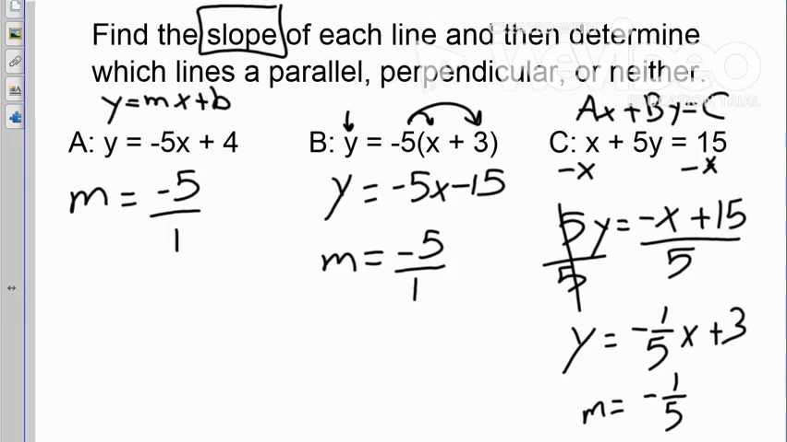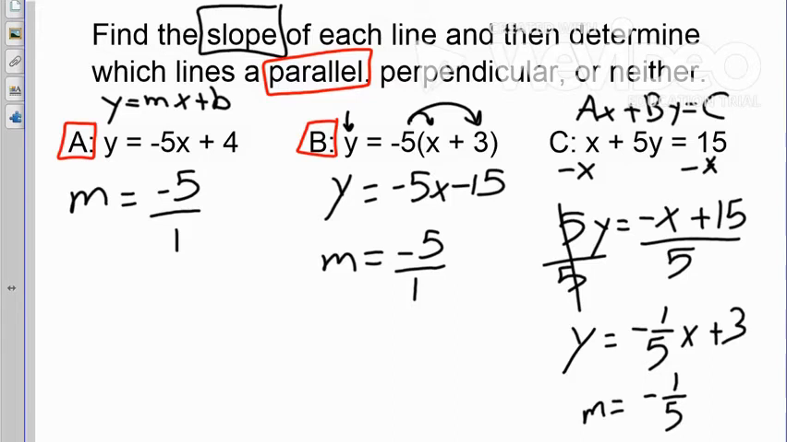Okay, so now that we have the slopes, now we need to figure out, okay, are any of them parallel, perpendicular, or neither? So in this case, I'm just going to indicate using red here which ones are parallel. So as you can see, graphs A and B are in fact parallel. Okay, so I'm going to just put a little box around both of these to indicate that these are parallel. Now, are A and C or B and C parallel? No, they are not. So only A and B are going to be parallel.